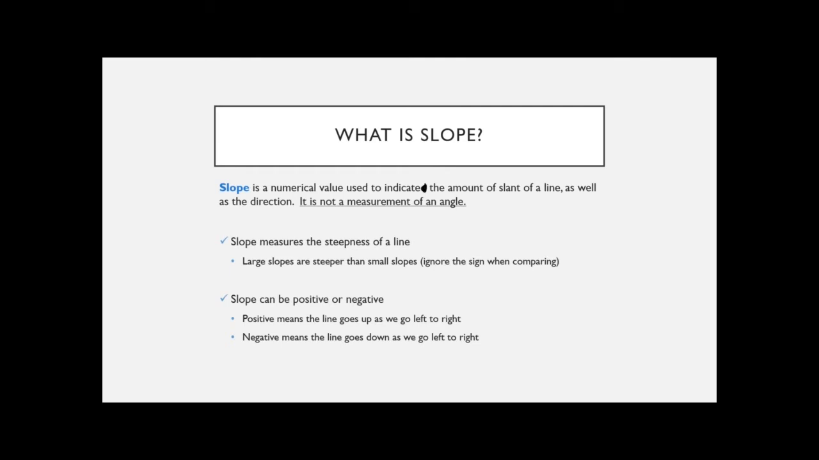So slope is just a number that tells you how slanted something is. Most of the time it's unitless, but it does have units in some circumstances.